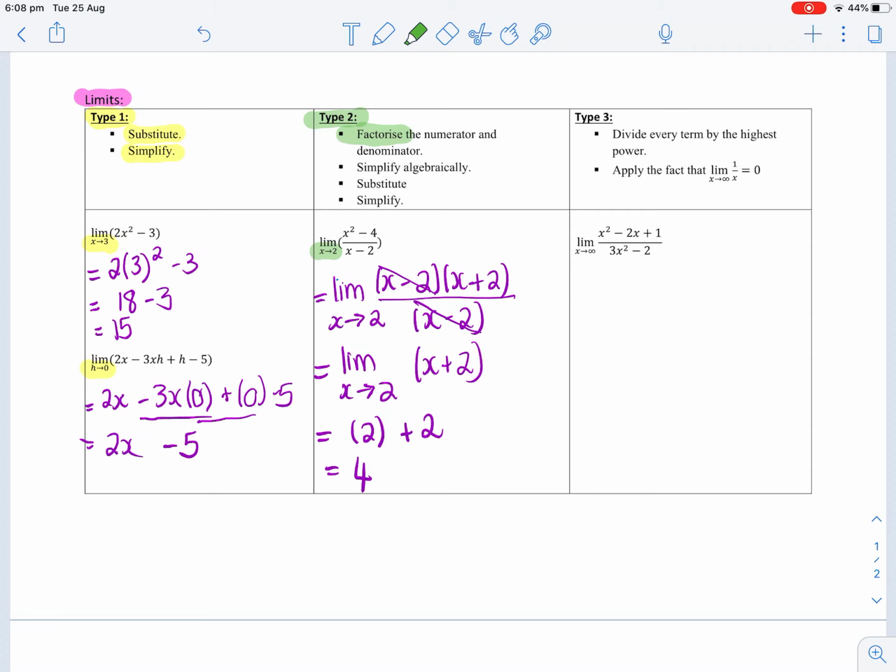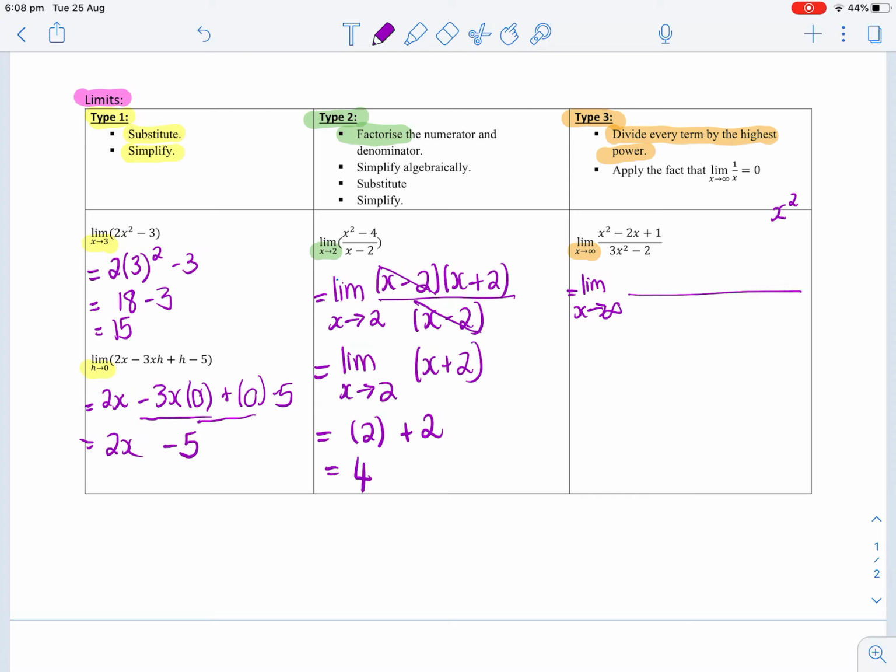The third type. Now x is approaching infinity. I don't quite know how to substitute that. So I'm going to make another plan. That plan is to divide every term by the highest power. So if I look at this expression, the highest power I see there is x to the power of 2. So I keep the limit symbol because I'm not substituting any value yet.